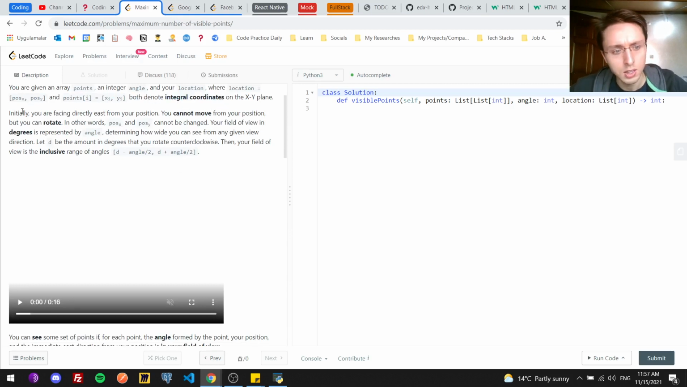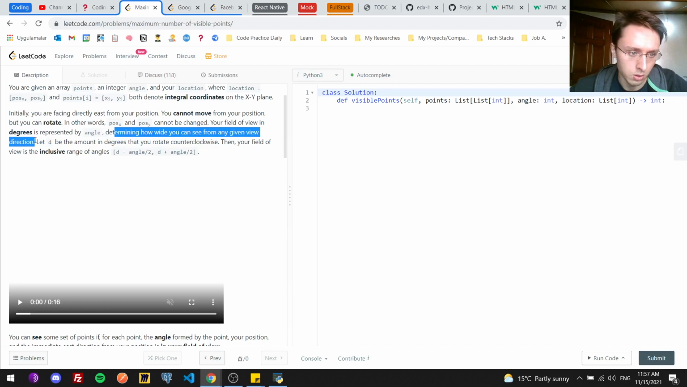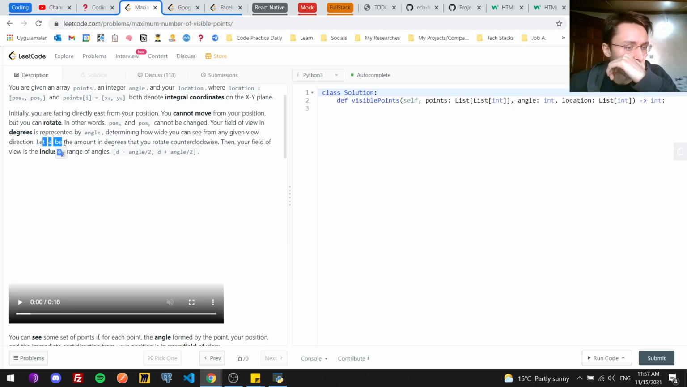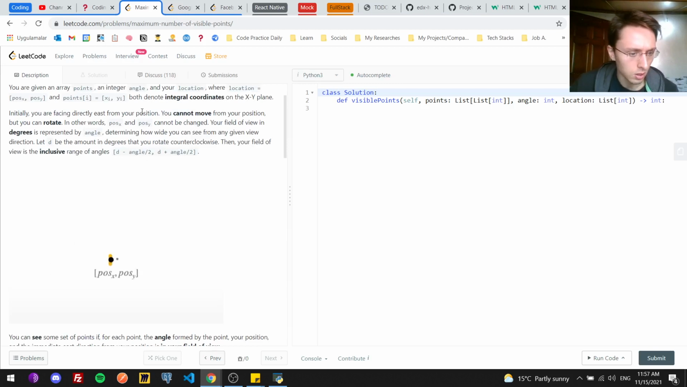Initially, you're facing east from your position. You cannot move from your position, but you can rotate. In other words, pos x, y cannot be changed. Your field of view in degrees is the angle, determining how wide you can see from any view direction. Let d be the amount of degrees that you rotate clockwise. So we are looking at the field of view of angle, from d minus angle, like that, to half of angle. So let's see.